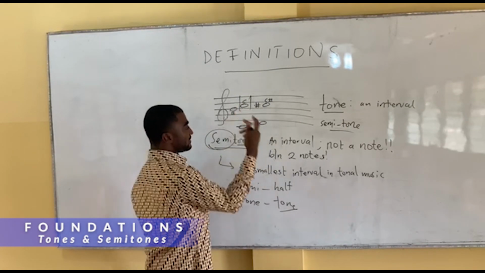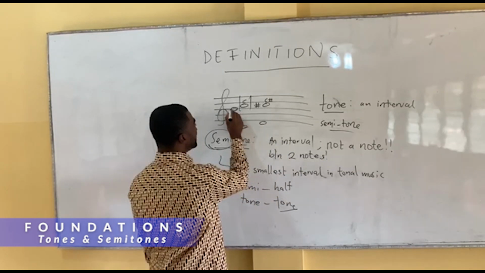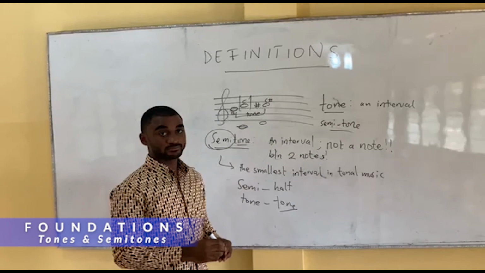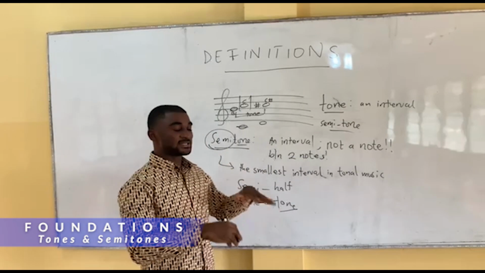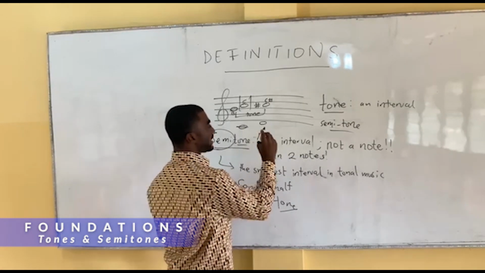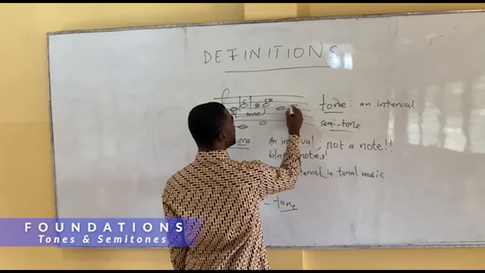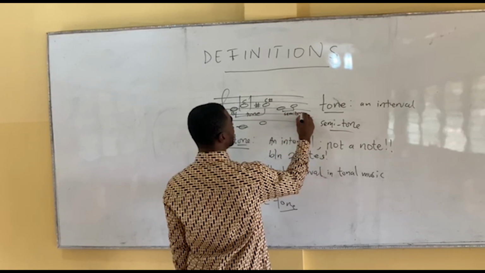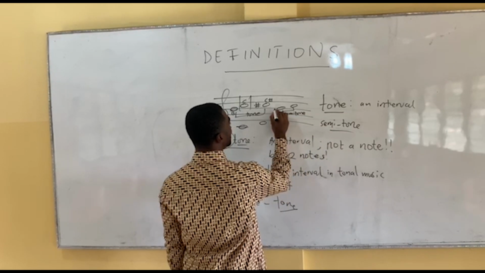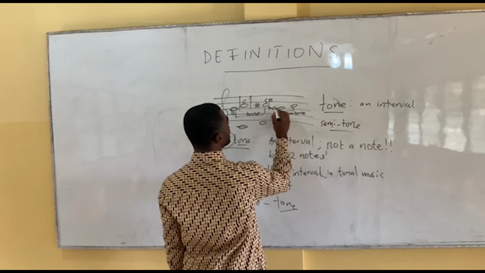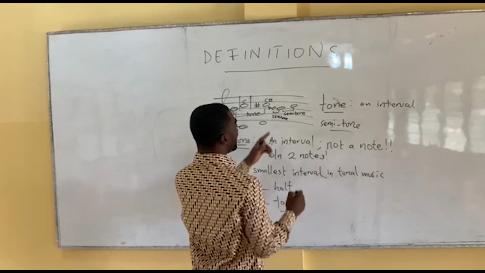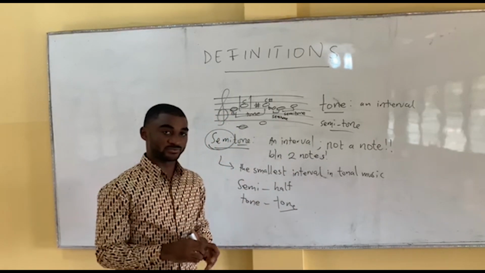That means if I move from B to C sharp, this is a tone. Is this clear? This applies to many things. Let me explain one other thing. B to C in itself is a semitone. And then B flat to B is also a semitone. But these are not the same type of semitone.